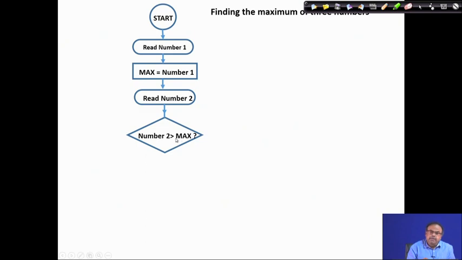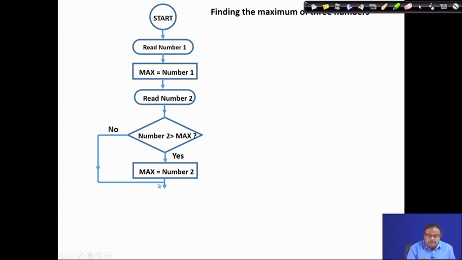then what will happen? Then number 2 will be the max. If it is yes, then number 2 becomes the max, and if no, that means number 2 is not greater than the max, then I skip this part and go out by this way, skipping this part. That means, at this point who is the max? Obviously, at this point I had number 1, and number 1 is still the max. Okay. I hope it is clear.